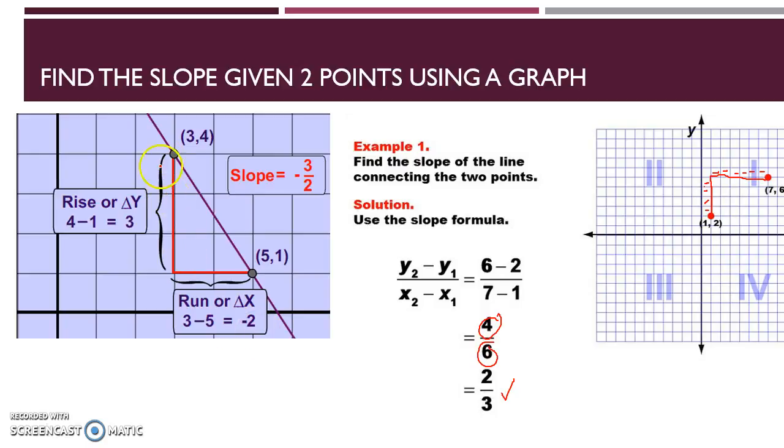And again, this is just a similar example of how you would count the rise over the run in order to calculate slope. Again, we've talked about how to calculate slope given 2 points using the formula, a special shortcut, and on a graph.